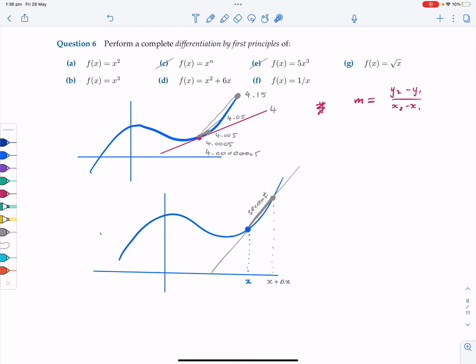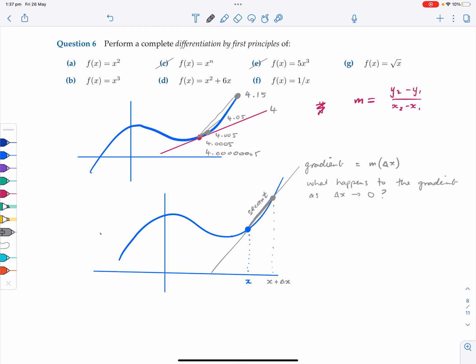We want to consider that the gradient is equal to m, which is a function of delta x. The value of delta x you choose is going to determine what the gradient is. Is it going to be like that, or like that, or like that? Different choices of delta x are going to give you a different gradient. And so we're going to ask what happens to the gradient as delta x approaches 0.